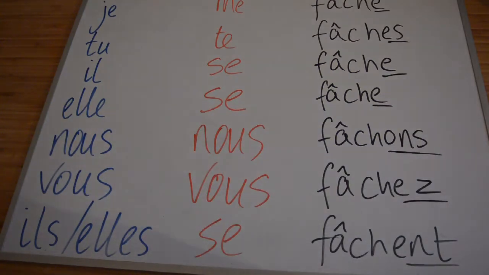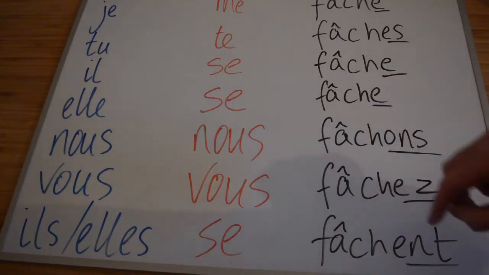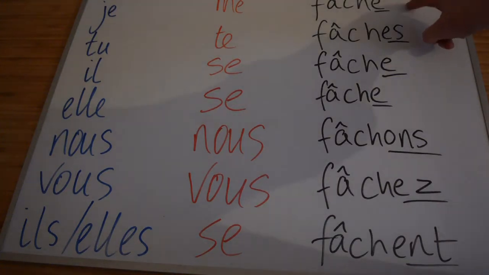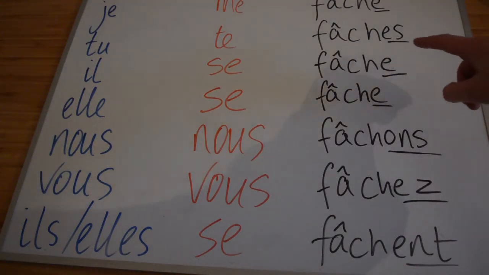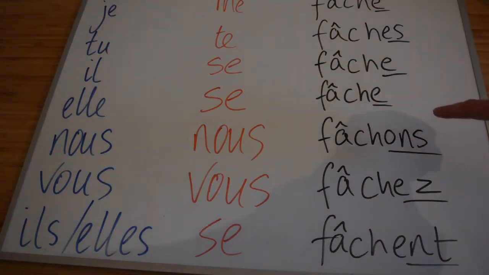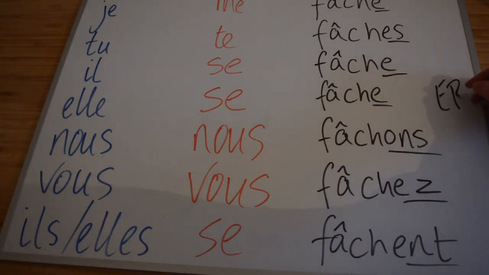Notice that they're all pronounced the same, but some of them are spelt differently. Again, fâche for il and elle, it's the same ending. Fâchons for nous, fâchez for vous, and fâchent, ENT. We don't pronounce that ENT though, for ils, elles. Okay? So I get angry, you get angry, he gets angry, she gets angry, we get angry, you lot, a group of people, get angry, and they get angry. The reason why I've underlined these verb endings is because they can be used with any other ER verbs.